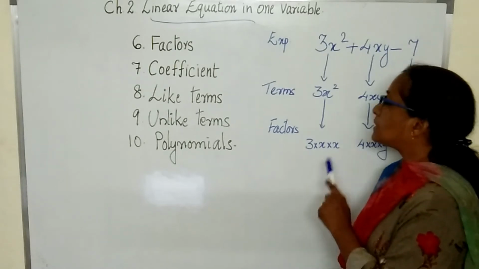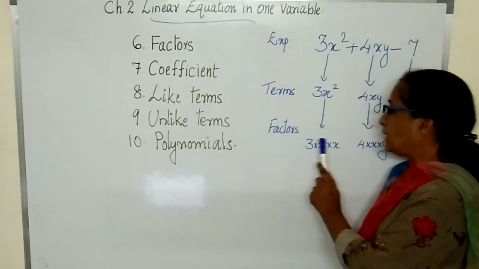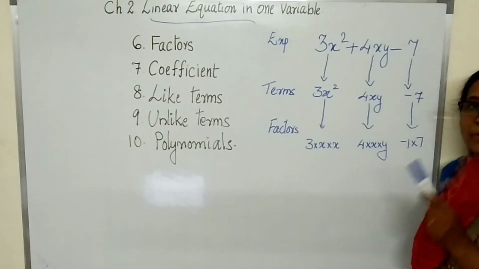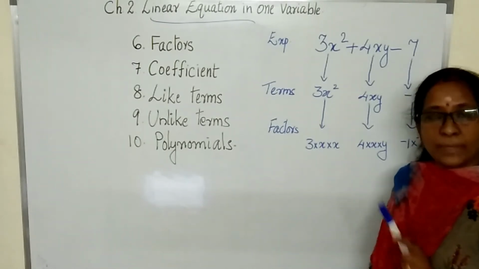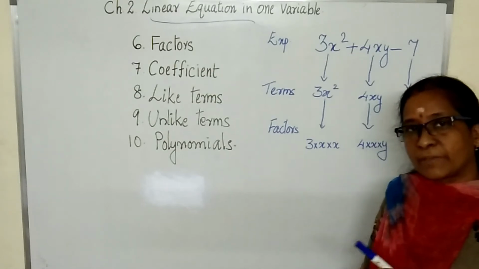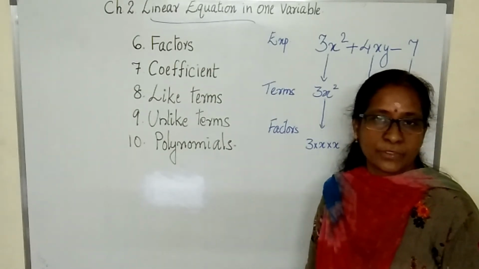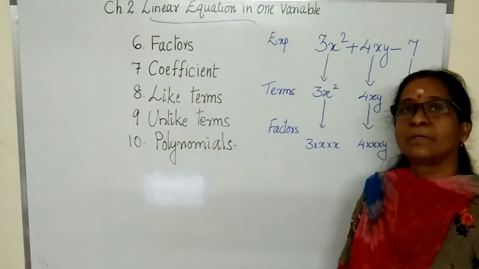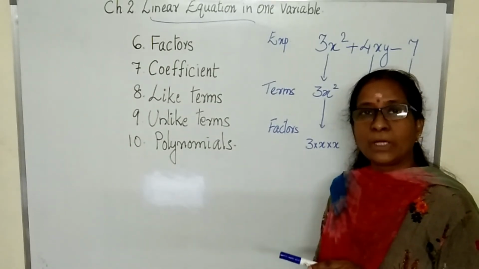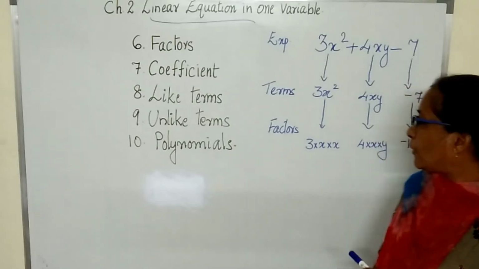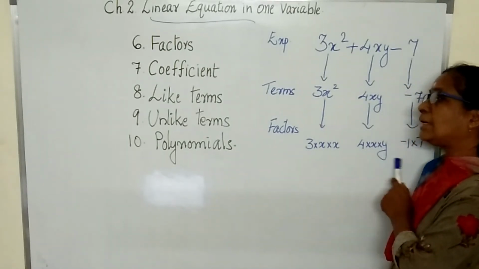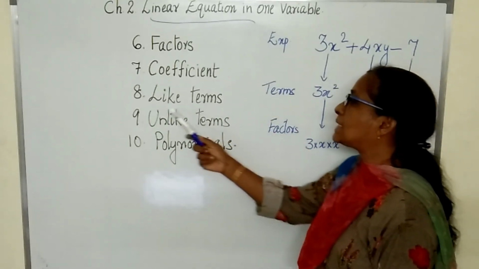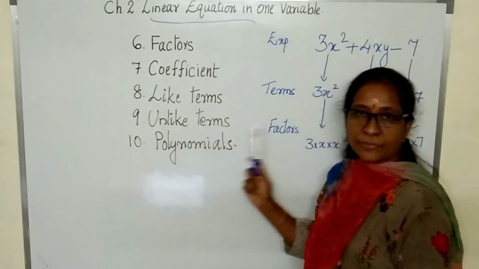Now sometimes the coefficient will be a numerical, sometimes it will be a variable. So if it is a numeral, then we call it numerical coefficient, and if it is a variable, we call it variable coefficient. And if we say simply coefficient, usually we use it for numerical coefficient. Okay. Now depending upon the factors, we can name the terms as like terms and unlike terms.